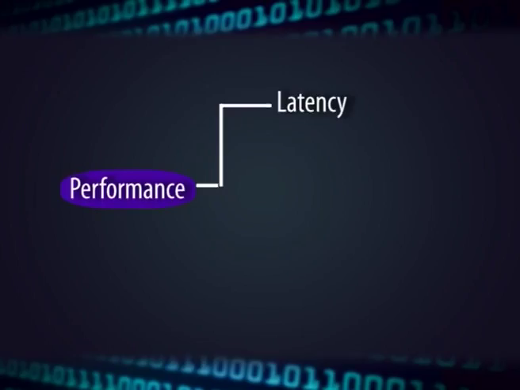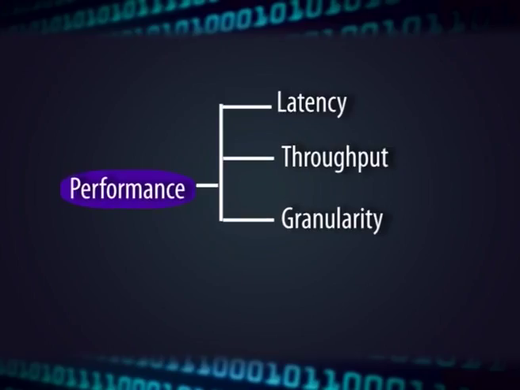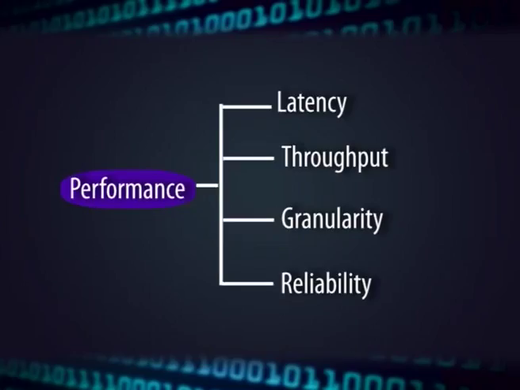The next characteristic is performance. The performance of a memory storage device is measured on the basis of its latency, throughput, granularity, and reliability. Latency refers to the time it takes to access a particular location in storage. Throughput is the rate at which information can be read from or written to the storage. Granularity is the capability of accessing large size data as a single unit. Reliability is the probability of performing a required function without failure.